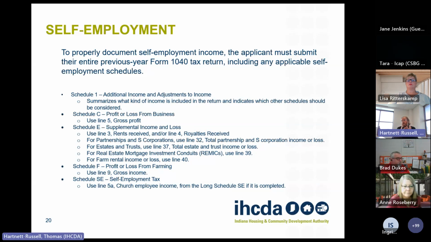So as of the 2022 tax forms, Schedule C, we're going to be using line 5 for gross profit. The next most frequent one you'll probably see is Schedule E, which is supplemental income and loss.